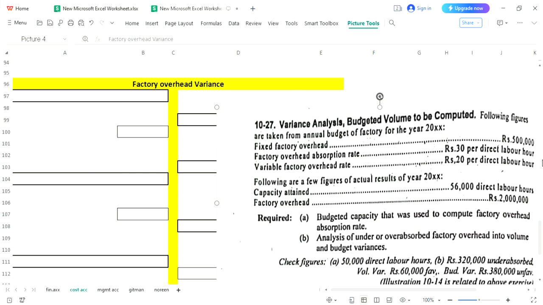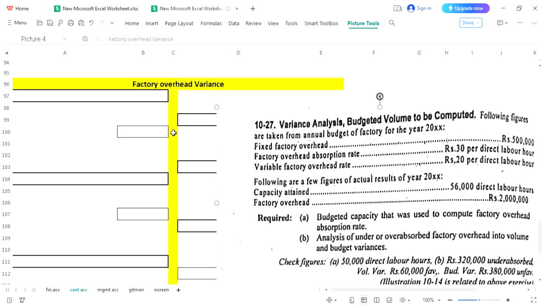Today's target is to solve question number 10.27. Our chapter is factory overhead variance. Since it is the 27th question, we have already solved tens of questions and you have an idea what we are going to do. You can see there are two parts of the solution. On the left side, we will be calculating our variances. On the right side, we will demonstrate our supporting calculations.